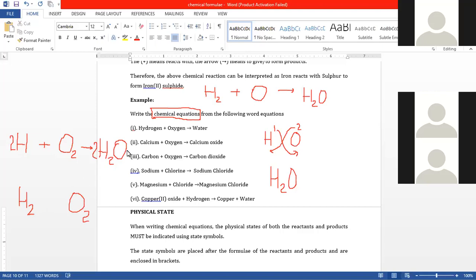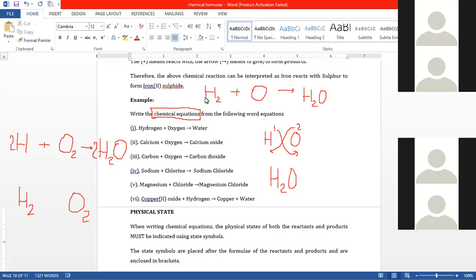When you're writing chemical equations, as we did for the iron and sulfur, we write hydrogen plus oxygen, giving us water. So Tronella gave us the chemical formula of water. So we have an equation where we have our reactants as hydrogen and oxygen and our product as water. Yes, Johanna, your hand is up. You have a question? Yes.